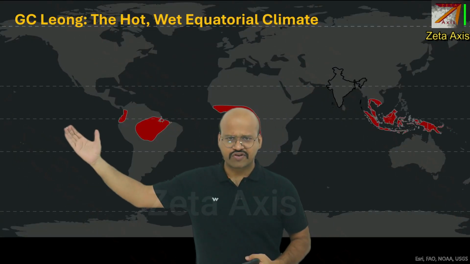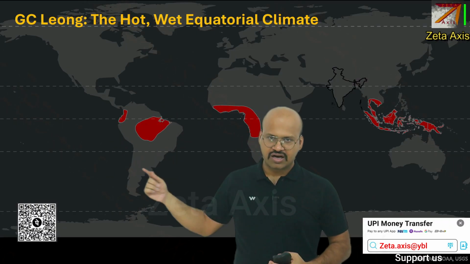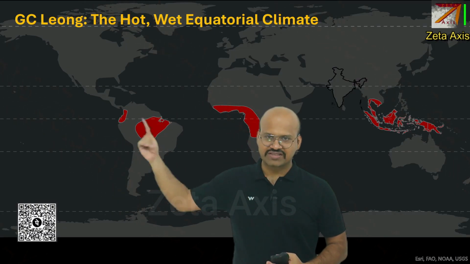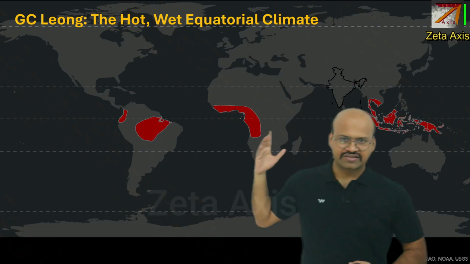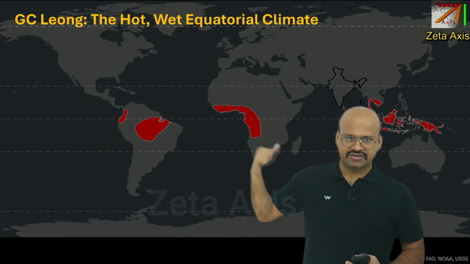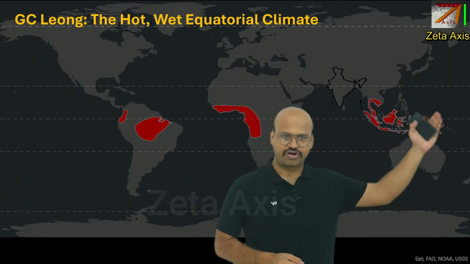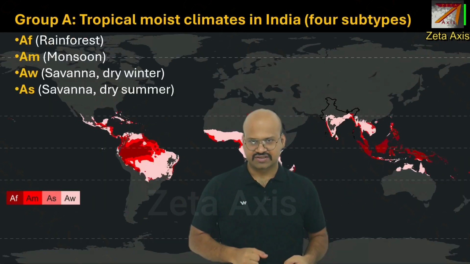Now, this is the equatorial climate which is discussed by G.C. Leong. It is in South America, where we can see there are two regions. Then it is in Africa on the western side, on the Gulf of Guinea region. And then we have the East Indies Islands. And here we can see the spread of equatorial climate in this region.